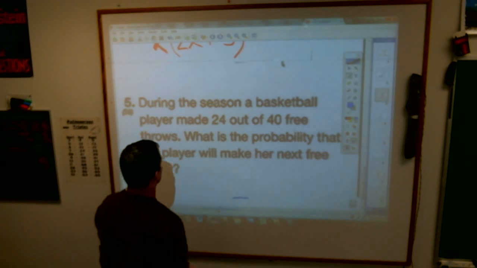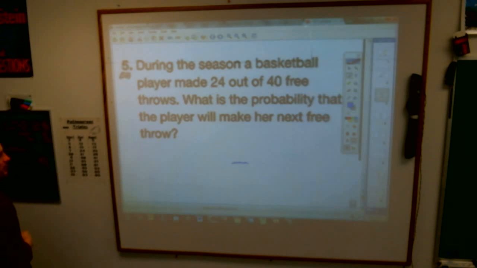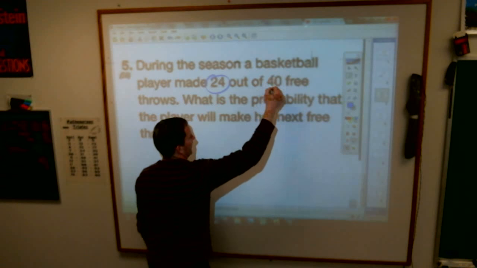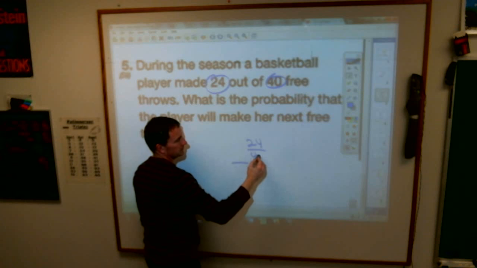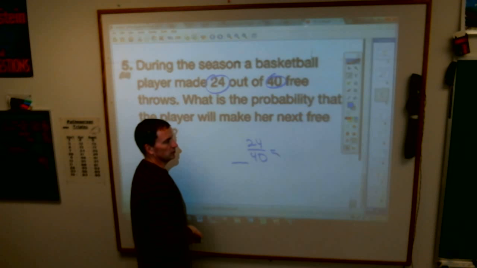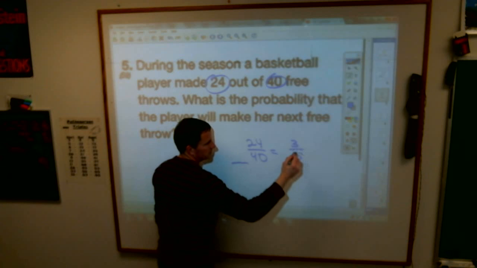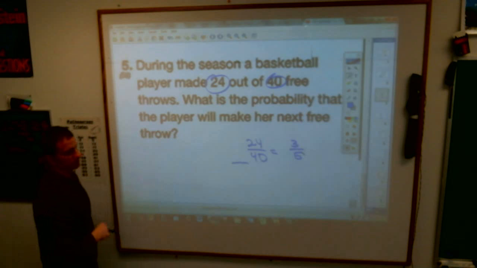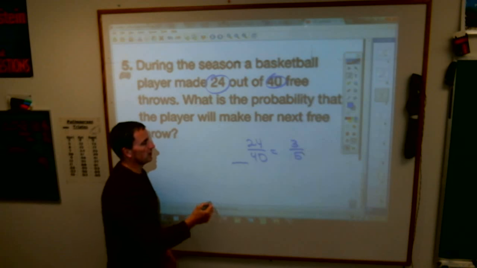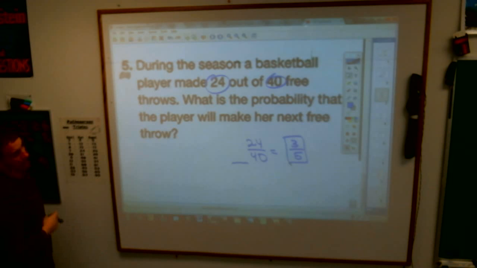During the season, a basketball player made 24 out of 40 free throws. What is the probability he will make the next free throw? Well, this is it. 24 out of 40, that is your probability. Just reduce it. 8 goes into both of them. 3/5. That's experimental probability. Does it actually happen? You just reduce it, and that's your probability. Now, if they ask your probability he won't make the next one, it would be the opposite of that, 2/5, but they ask for it.